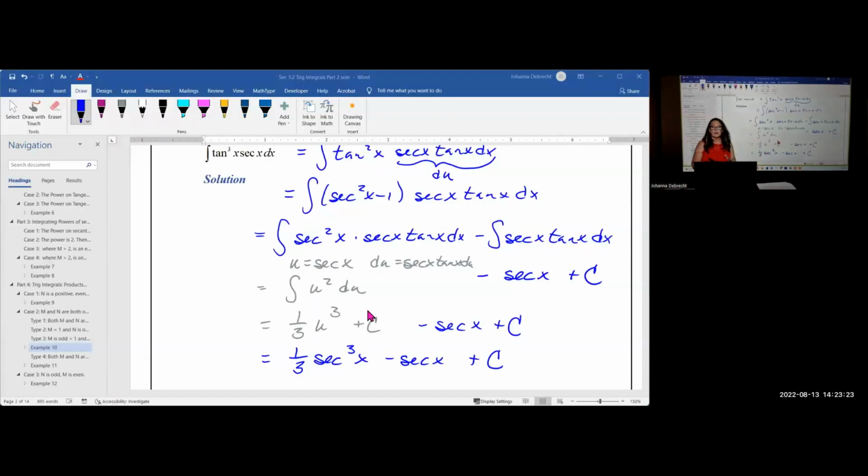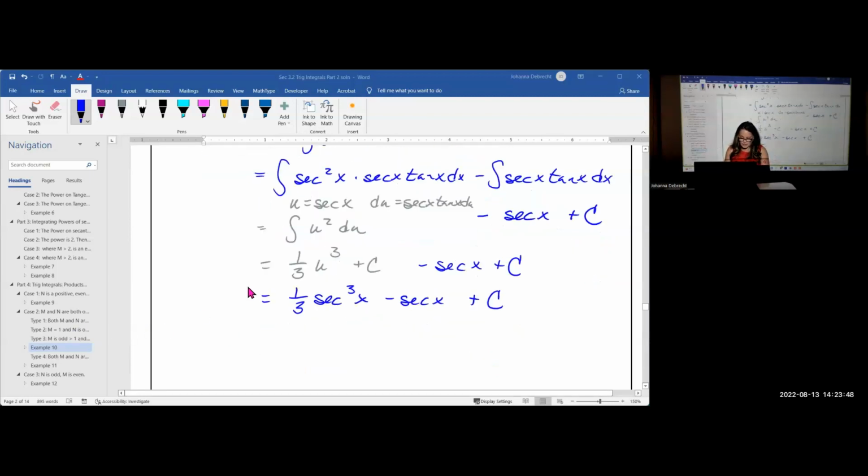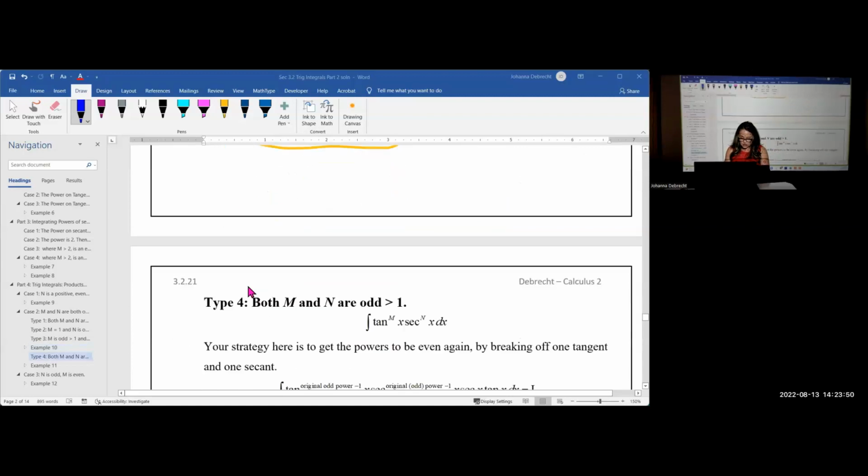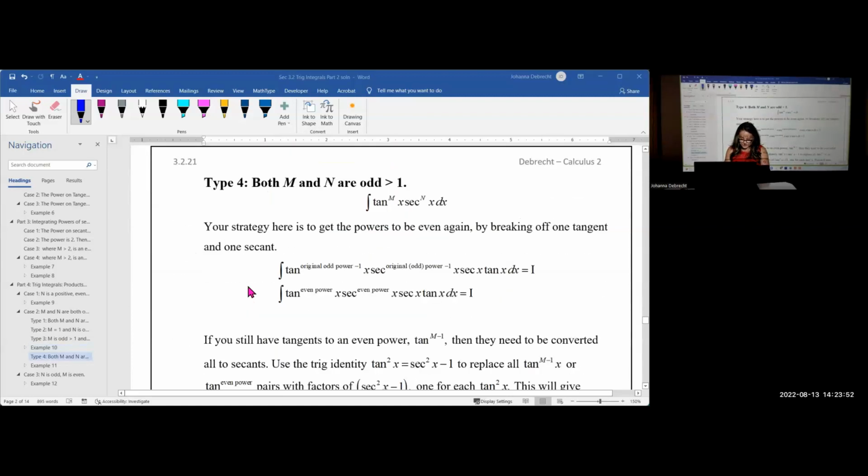Now, I know if you've been watching this video for a while that you're probably about brain dead, but bear with me for just a little bit longer. We've got a little bit more to do. If you look on the left navigation menu, you'll see that we've just completed example 10, and we're about to start type 4. So we have one basic part left to do, which is type 4, and then we have case 3.